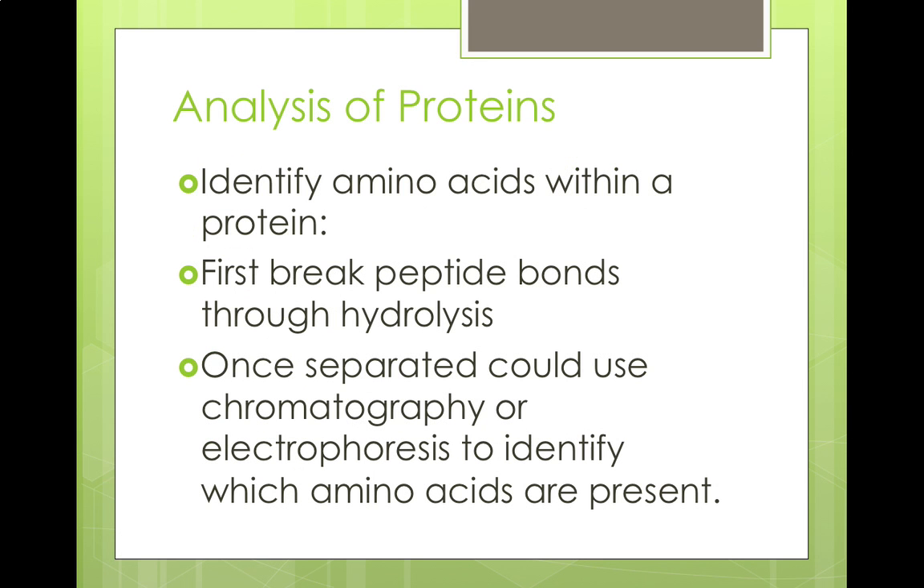If we have a protein and we want to know what's in it, the first thing that we have to do is break those peptide bonds, and we do that through the process of hydrolysis. So we're putting water back into the system so we can break those bonds apart, and those molecules are then stable enough to analyze. And once they're separated, we can either use chromatography, which we did with the TLC lab, or electrophoresis, which I'm sure you're going to do in IB Bio, to identify which amino acids are present.